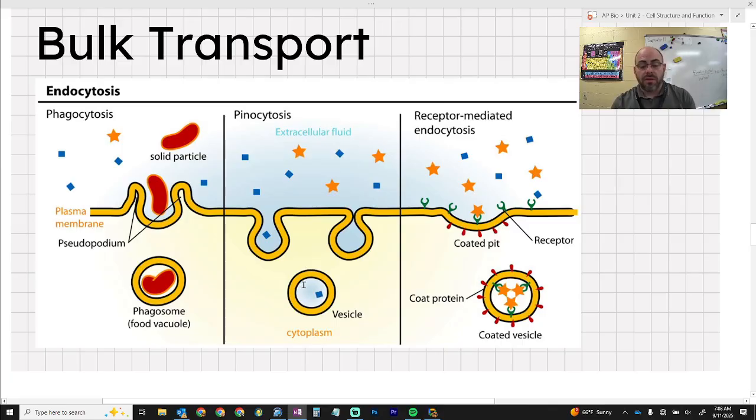Pinocytosis is just the same idea, but bringing in fluid instead, bulk fluid, rather than bulk solid materials. Receptor-mediated endocytosis needs a receptor, right? It will bring things in if those things are able to connect to a receptor. In this particular case, we're bringing just stars in, sorry, squares, not stars today, and when the squares connect to these receptors, it triggers endocytosis. Again, bulk transport is a type of active transport.